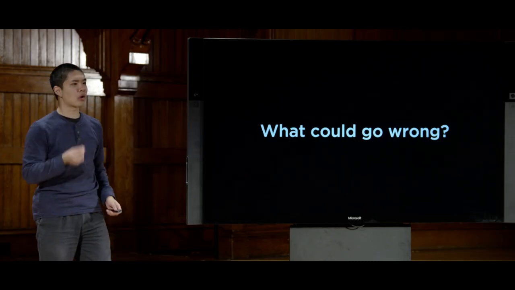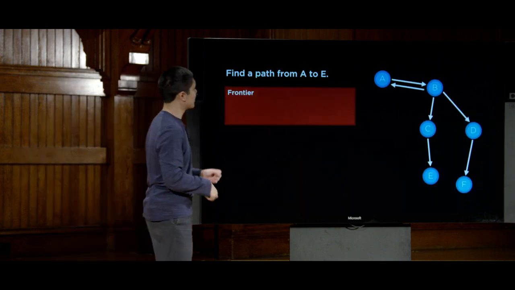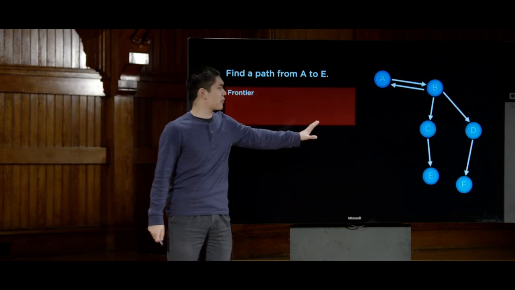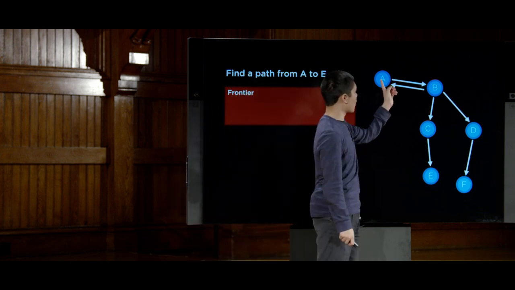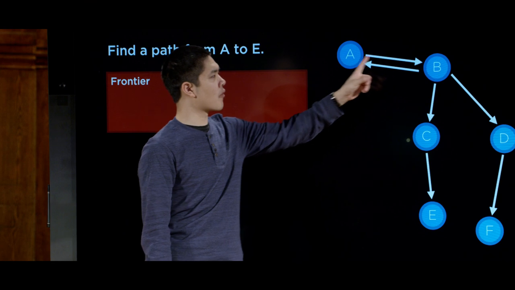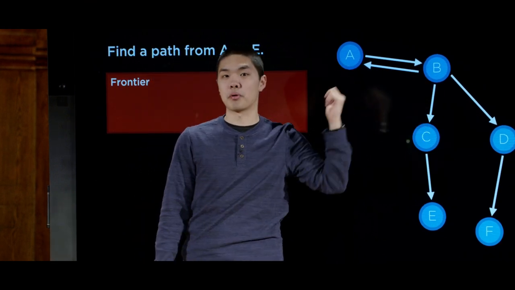So the next question you might reasonably ask is, what could go wrong here? What are the potential problems with an approach like this? And here's one example of a problem that could arise from this sort of approach. Imagine this same graph, same as before, with one change. The change being now, instead of just an arrow from A to B, we also have an arrow from B to A, meaning we can go in both directions.